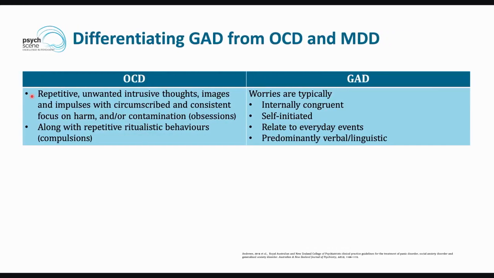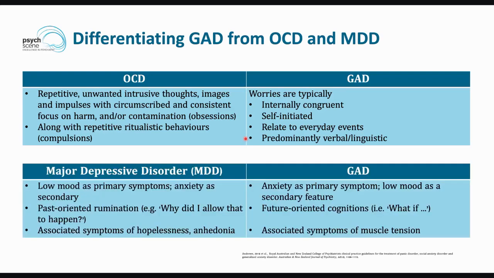And they often tend to be ego-dystonic, which means that the individual finds them intrusive, but often can think of them as senseless as well. So it's not consistent with their ego states in a way. And they're often associated with repetitive ritualistic behaviors that we call compulsions. Whilst generalized anxiety disorder worries are typically internally congruent, so they're ego-syntonic, self-initiated, relate to everyday events, and are predominantly verbal or linguistic, so not often associated with compulsions to neutralize those obsessions.